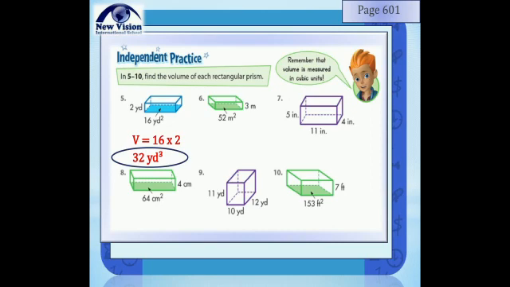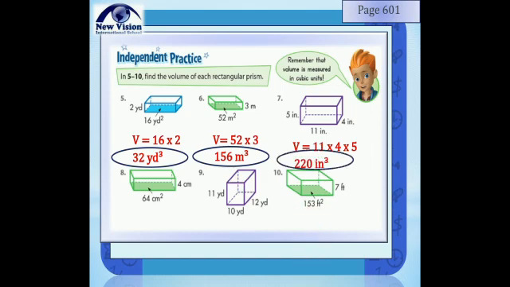For number 6, 52 times 3 equals 156 cubic meters. In number 7, we have 3 given dimensions. So we will use the formula V equals L times W times H. V equals 11 times 4 times 5 equals 220 cubic inches. Just in case you answered 8, 9, and 10, I will also give you the answers.